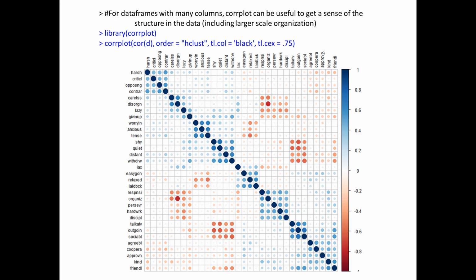So step two is to look at the data in terms of correlation. What I've done here is created a correlation heat map. Based on this correlation plot, there appears to be some underlying structure in the data. For example, there appear to be subclusters that hang together. One example would be talkative, outgoing, and sociable, which are negatively related to shy, quiet, and withdrawn.